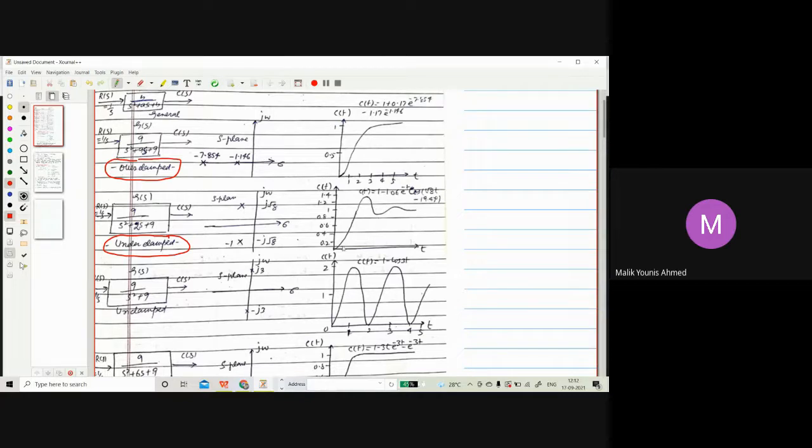I will get this response for you. Now, how will it be? In this case, what will happen? There will be a transient response. It will move like this. And then what will happen?